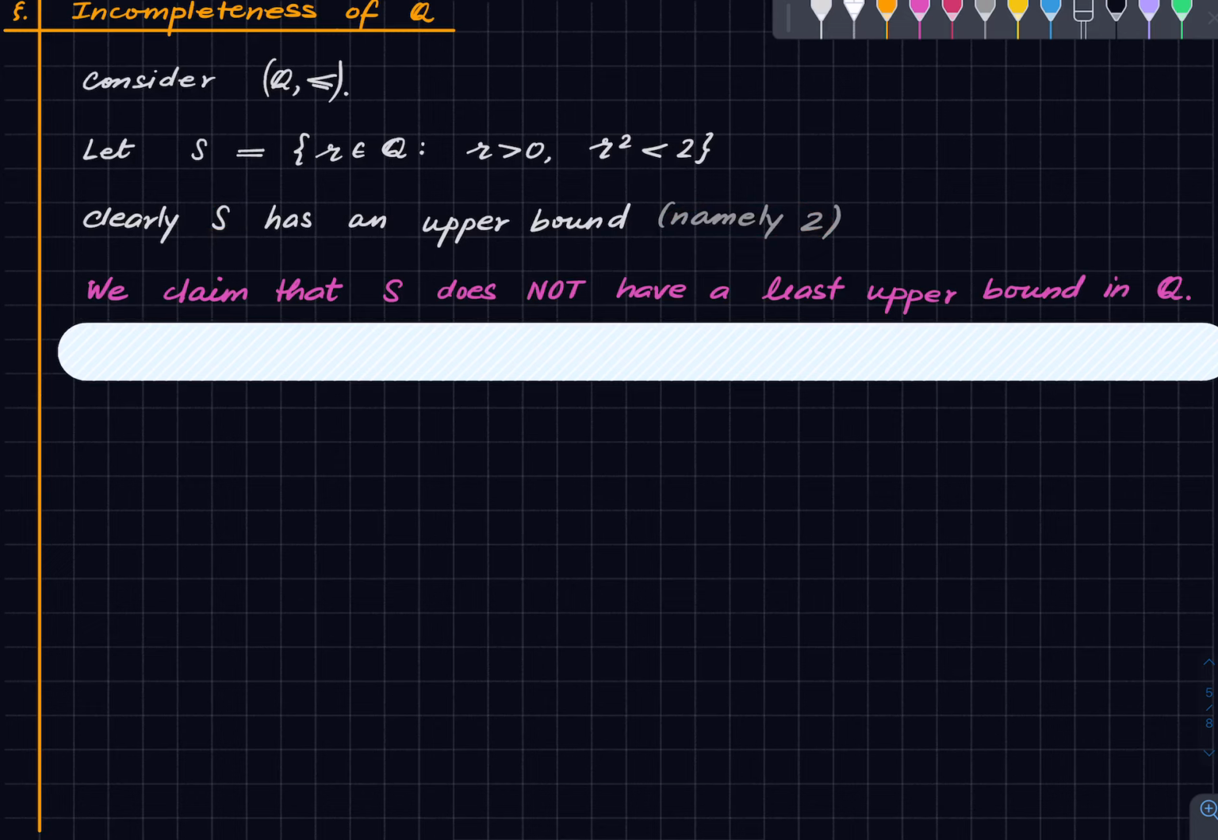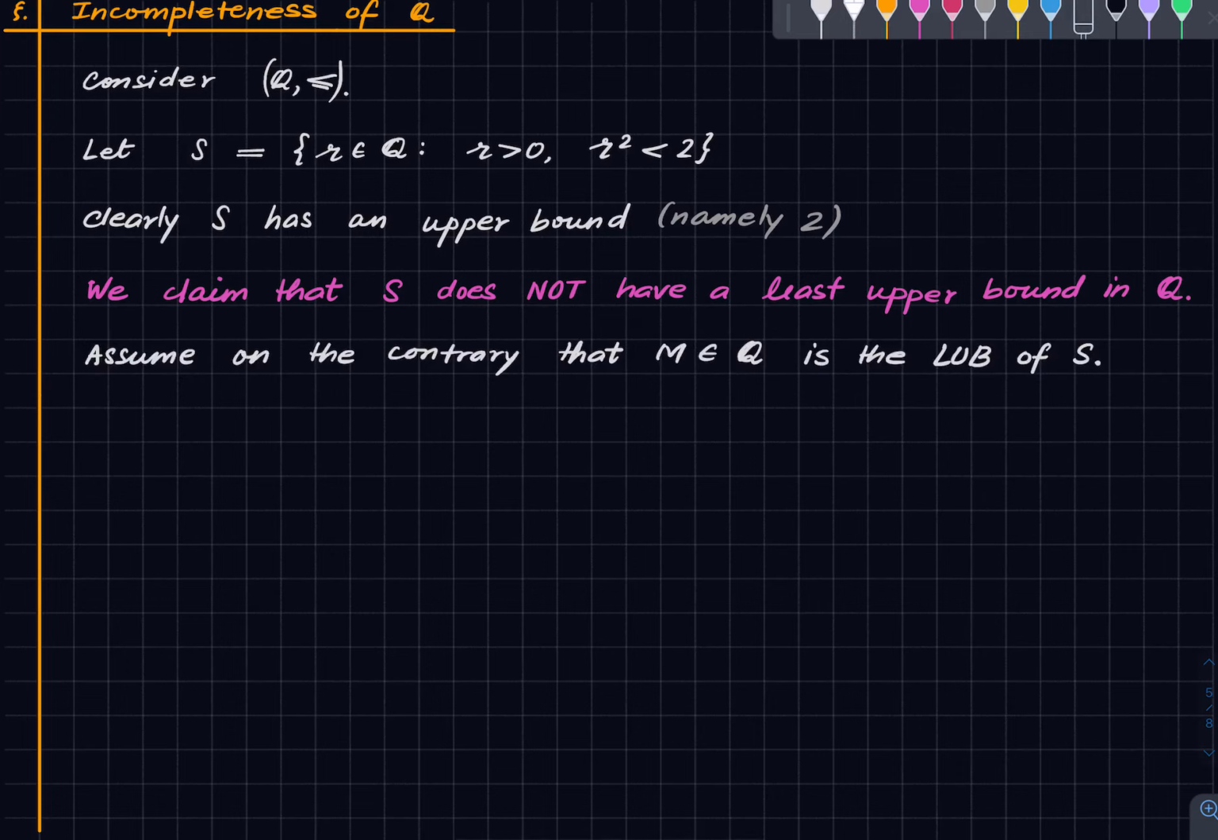We claim that S does not have a least upper bound. And this is the defect. There is a set with an upper bound, but not with any least upper bound. This seems like there is a hole left in the rational numbers. Okay, so we will be proving this. So assume on the contrary that we have a least upper bound, call it M, and we want to come to a contradiction. So we will be discussing three cases. Case 1 is that M squared is less than 2.